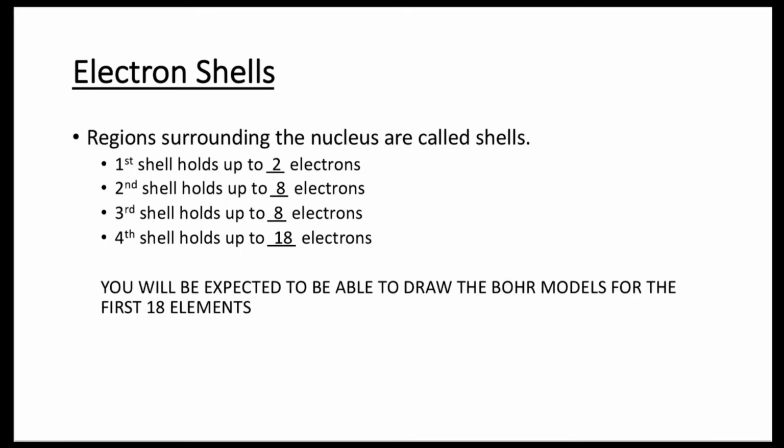Electron shells: regions surrounding the nucleus are called shells. The first shell holds up to 2 electrons. The second shell holds up to 8 electrons. The third shell holds another 8 electrons. And the fourth shell can hold up to 18 electrons. So 2, 8, 8, 18. This is something that you will need to memorize and need to know. So you will be expected to be able to draw the Bohr models for the first 18 elements.